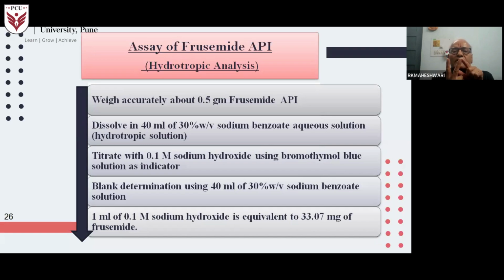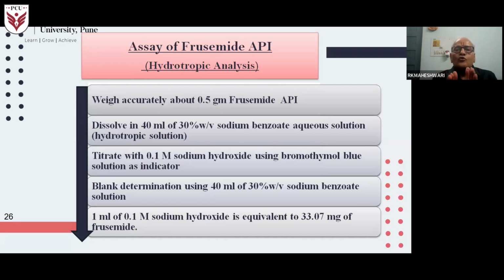One is the IPBP method. In the IP method, you are dissolving your drug in dimethyl formamide, and all organic solvents are volatile. This is also volatile. When you perform the titration, the DMF vapors will go inside your body. On the other side, in the hydrotropic method, you are dissolving the drug in sodium benzoate solution. Then you are performing the titration. Sodium benzoate does not come inside your body. It is non-volatile.